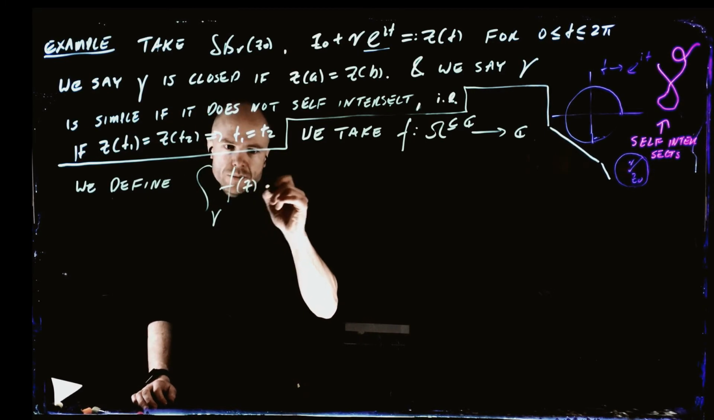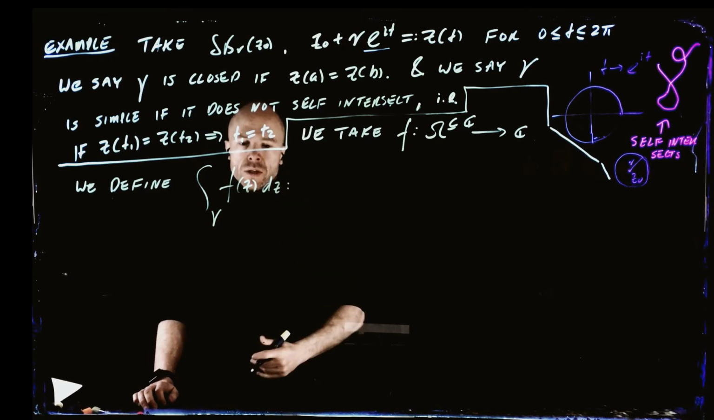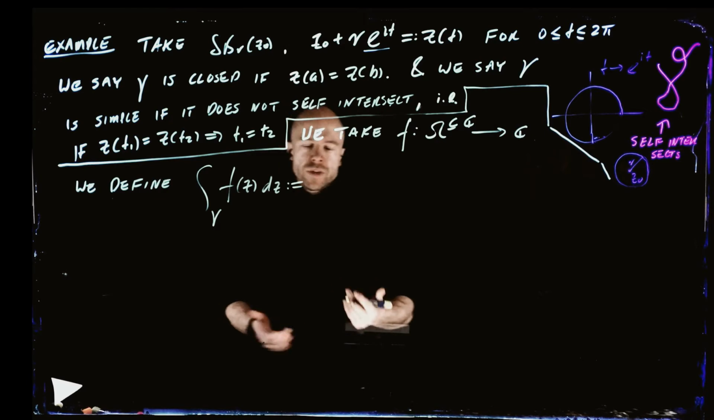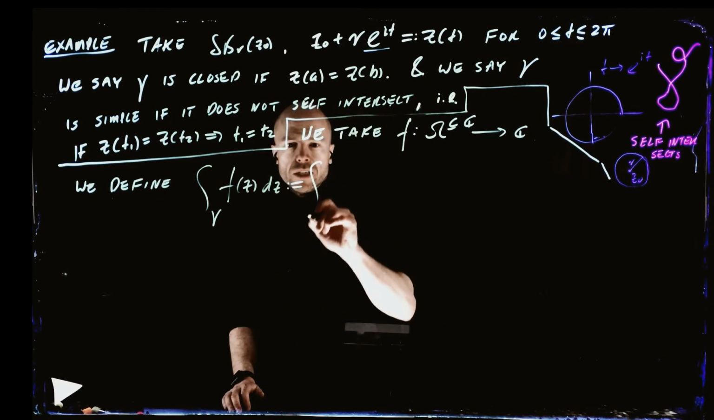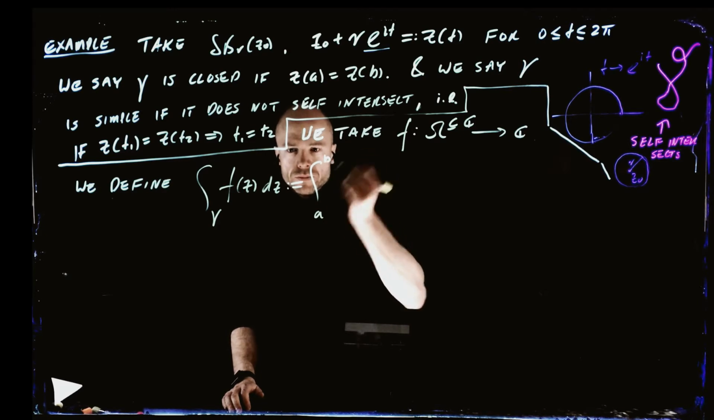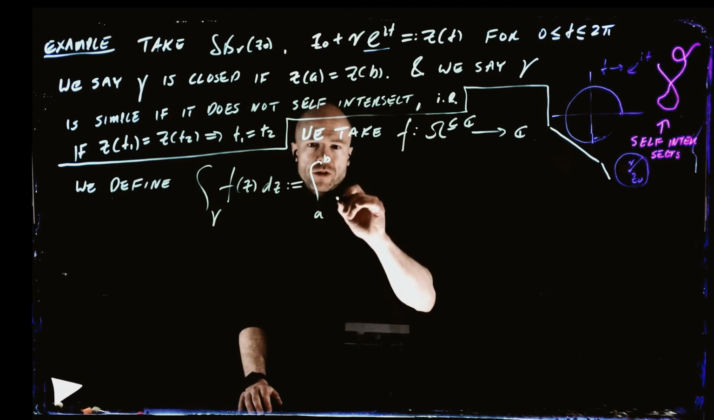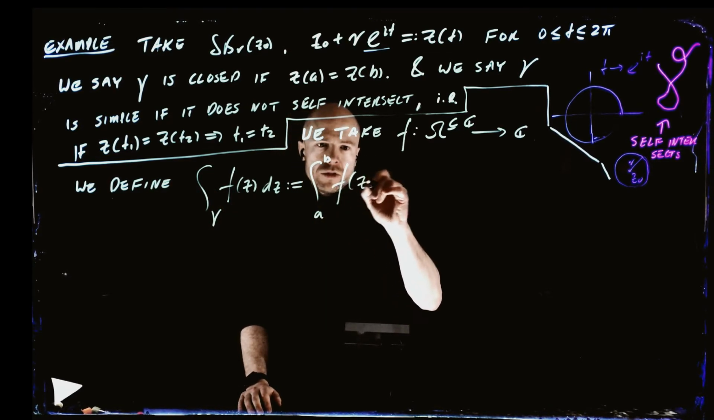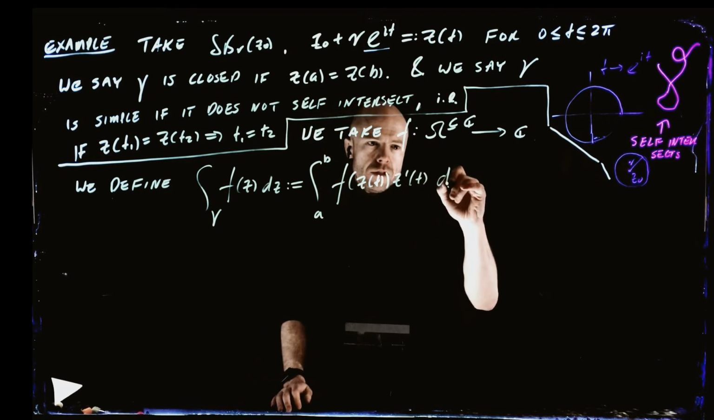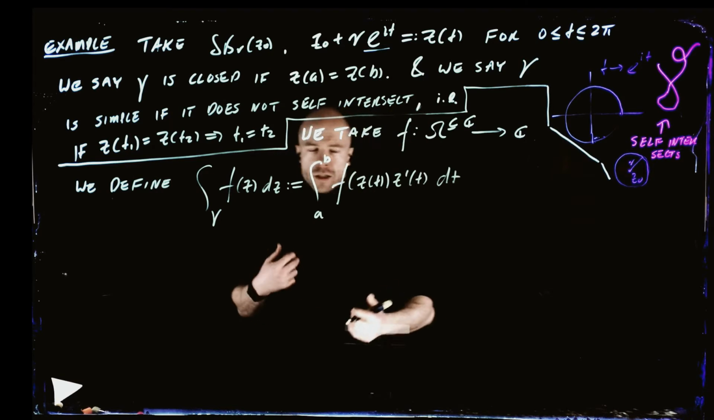We write this, and this has to have some meaning, right? We have to define this in some way, and the way we're going to do this is like this. We're going to integrate over one of the parametrizations of this equivalence class of parametrizations, f of z of t, z prime of t, dt. Okay, let's look at this for a second.